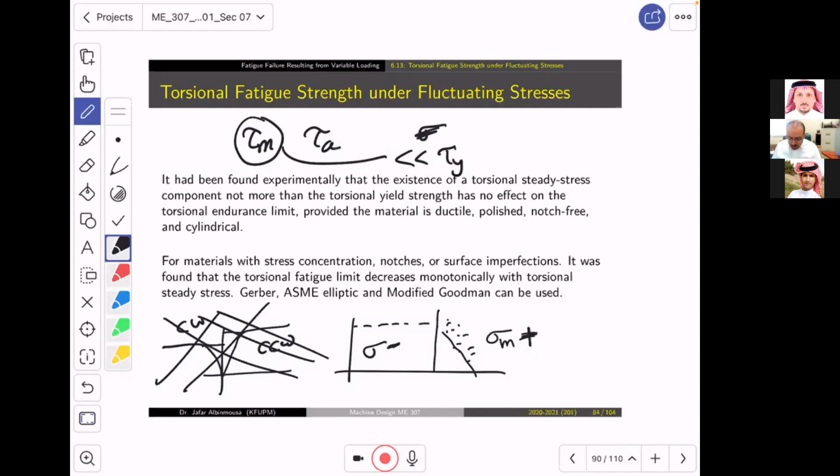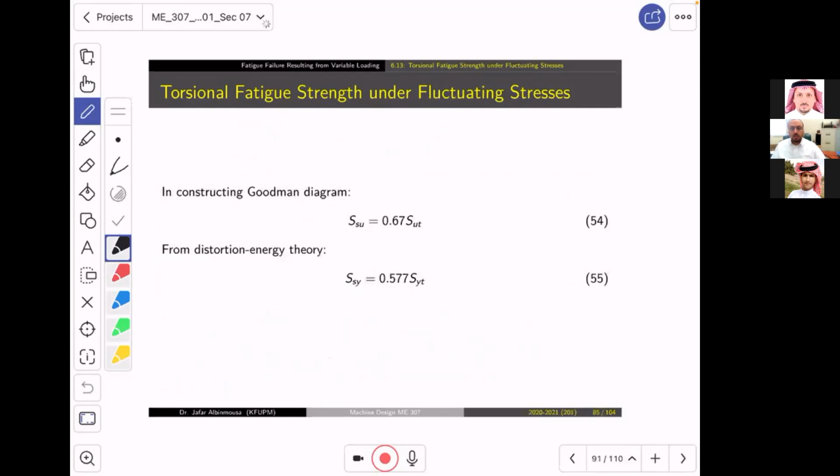So the idea is this: how do we deal with torsional fatigue? Now, what we are talking about is torsion only, no other loading. We're not talking about tension and torsion, only torsion. Imagine someone comes and says, I have a part of the machine which is only subjected to torsional cyclic loading. Does it have a mean torque? Does it have only an amplitude torque? Both. Now, how do we deal with it?